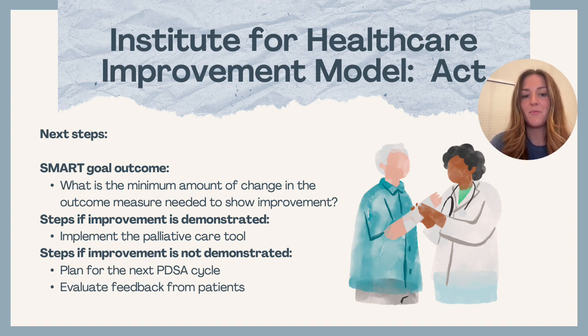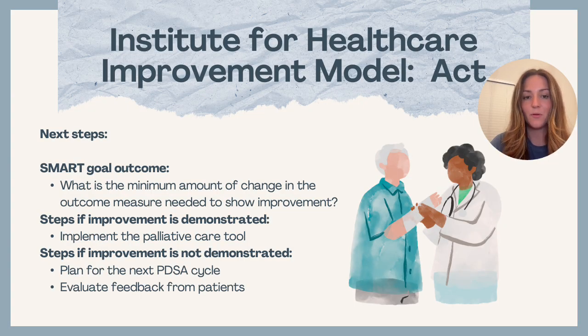For example, if a patient scores an 80 on their ESAS test at the time of admission to the unit, they would need to score at least a 68 by the time of discharge to demonstrate a 15% decrease in their score. And next, let's discuss what our steps would be if improvement is demonstrated and if improvement is not demonstrated.